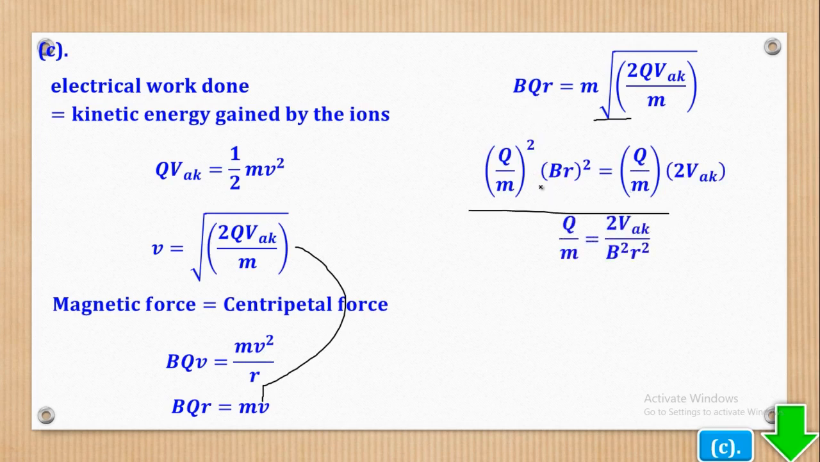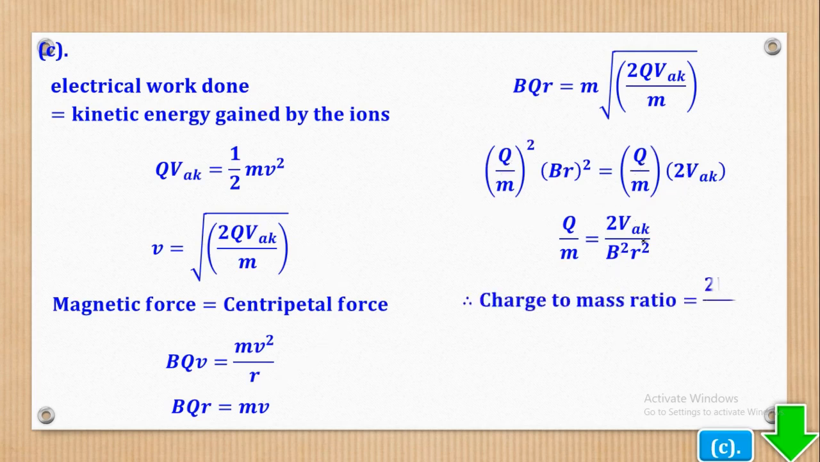Then rearrange, because this one and this one cancel, remain with 1 Q over m, which is that. Then this one goes this side to come up with B squared over r squared here, and this one remains as that, the numerator. Therefore, charge to mass ratio is that. So that is how marks will be awarded for this slide, but remember they told us to use the given derivation to get the value of B.